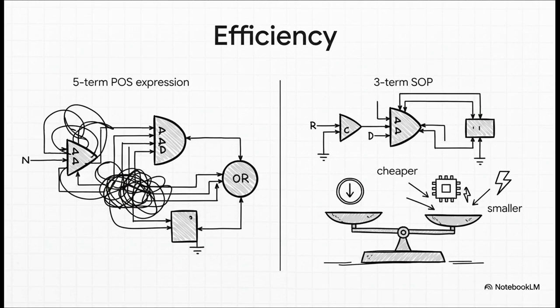Our example had 3 ones and 5 zeros. That means the SOP form, which focuses on the ones, is going to have only 3 terms. The POS form, focusing on the zeros, has 5. And a simpler expression means you use fewer logic gates, which makes the final circuit cheaper, smaller, and faster. It's all about choosing the path of least resistance.